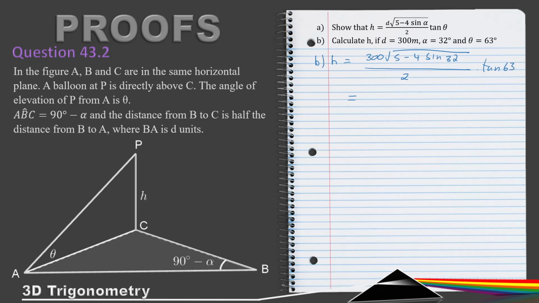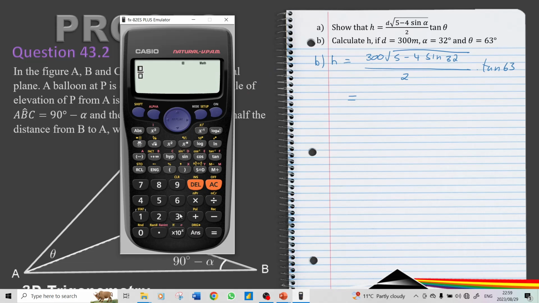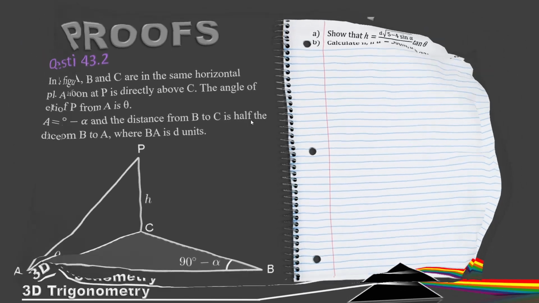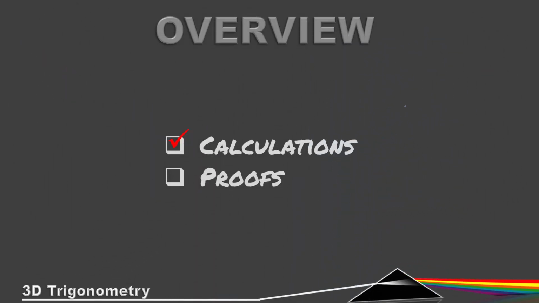Okay, 5 minus 4 sine 32 over 2, times tan 63. So that gives us 499.63. And H is a distance, and units is in meters again. So I think that is it, and then we are done with this video.